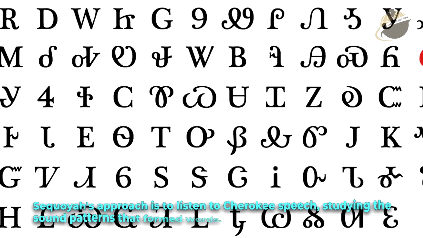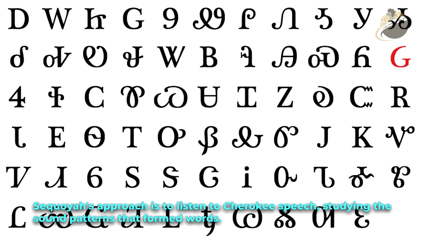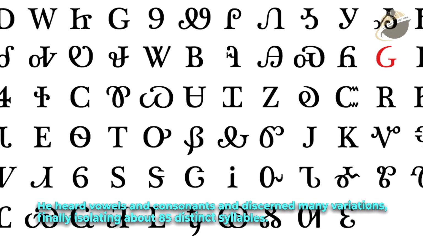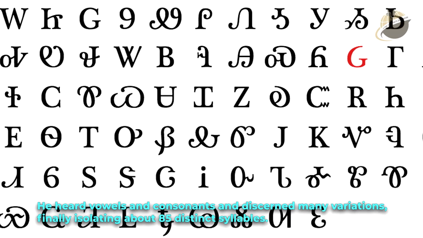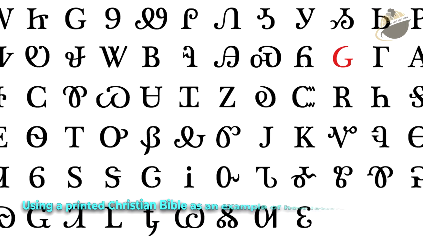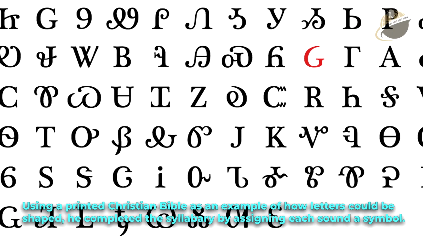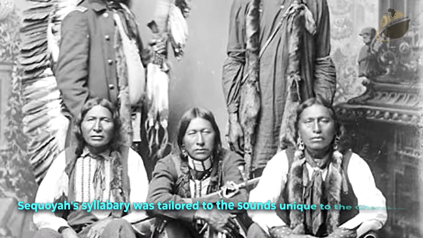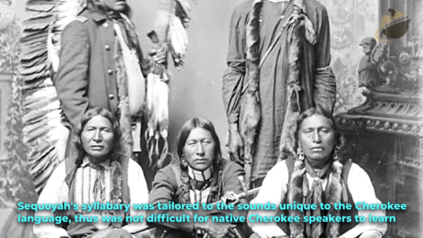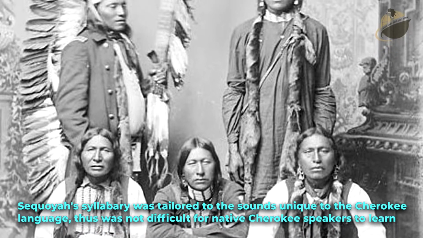Sequoyah's approach was to listen to Cherokee speech, studying the sound patterns that formed words. He heard vowels and consonants and discerned many variations, finally isolating about 85 distinct syllables. Using a printed Christian Bible as an example of how letters could be shaped, he completed the syllabary by assigning each sound a symbol. Sequoyah's syllabary was tailored to the sounds unique to the Cherokee language, thus it was not difficult for native Cherokee speakers to learn.